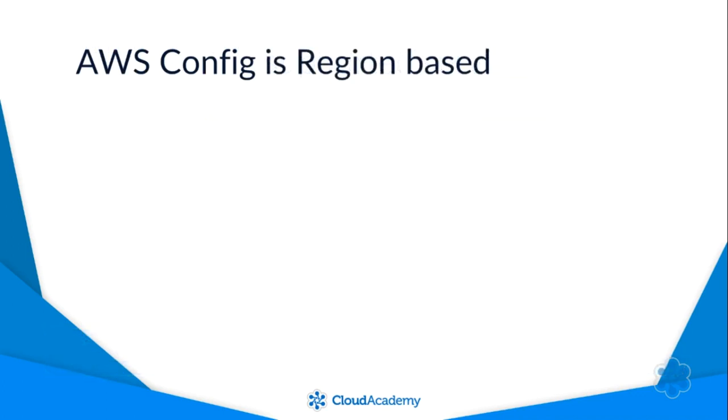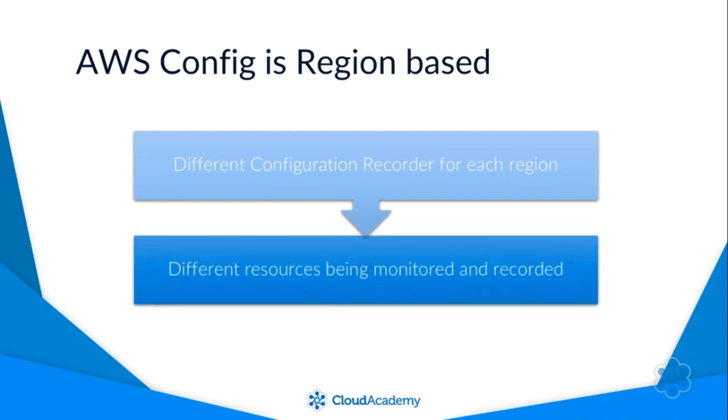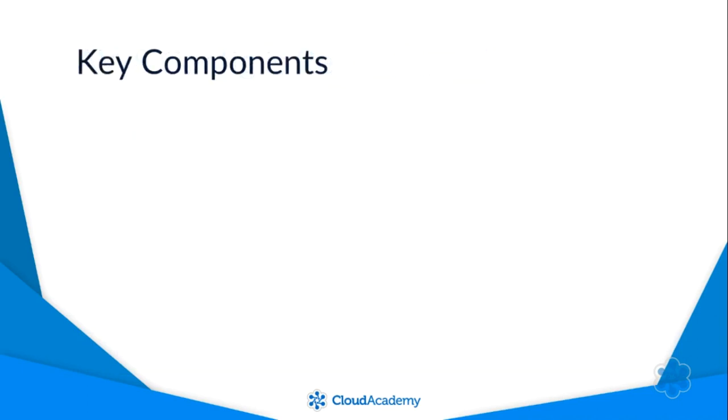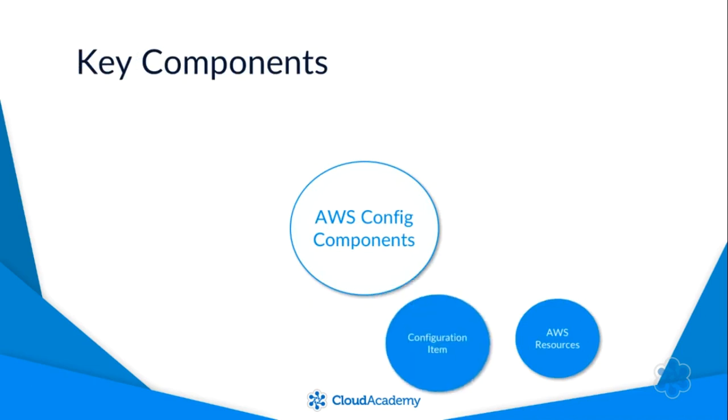Another important point is that AWS Config is configured on a region-by-region basis. As such, you can have different resources being monitored and recorded in each region, as you will have a different configuration recorder. We also looked at how the service itself was constructed with regards to its different components, which were identified as follows. AWS resources, the resources which you want to monitor and record. Configuration items, a record that contains information about the resource, including specific configuration details.